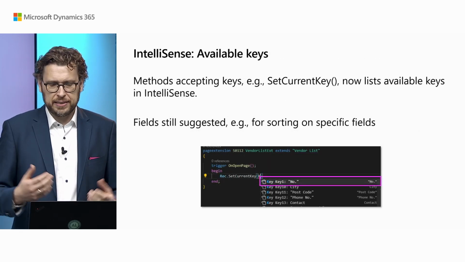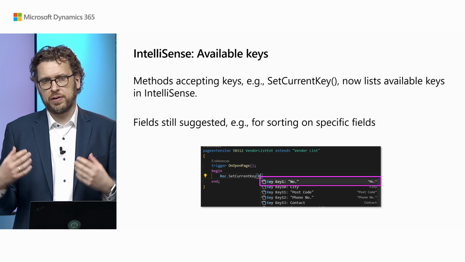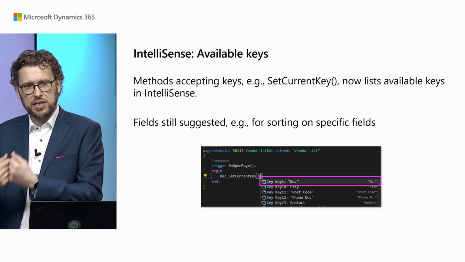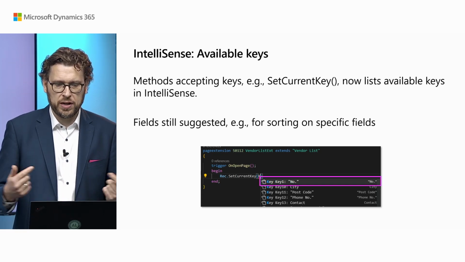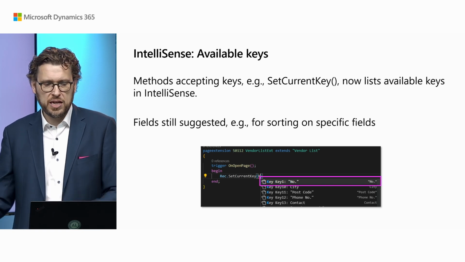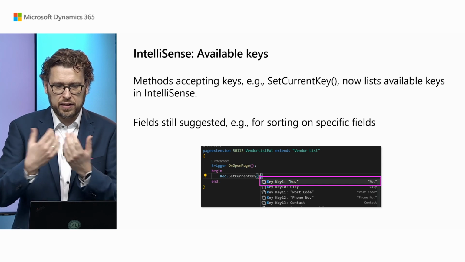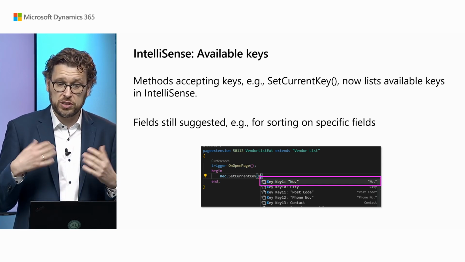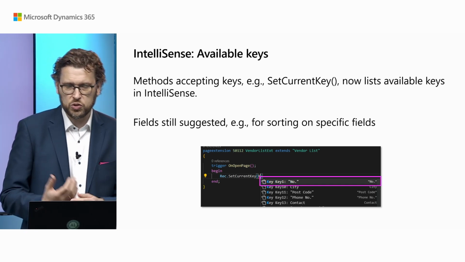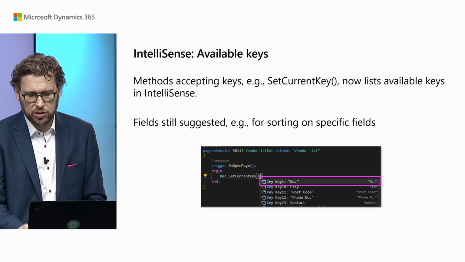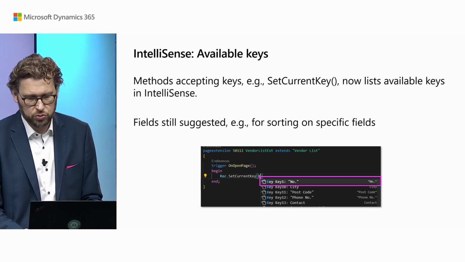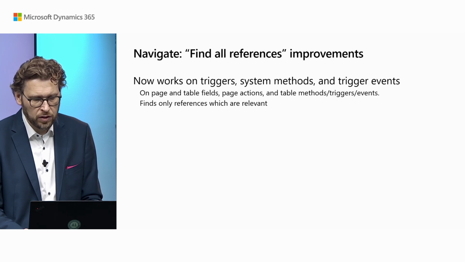Also, again in IntelliSense, when you're working with methods that accept keys, like SetCurrentKey, we now also list the available keys in the IntelliSense. In this scenario, you see I started typing and I get the key suggestions. We still also allow specific fields to select those if you want to, for instance, sort on those.